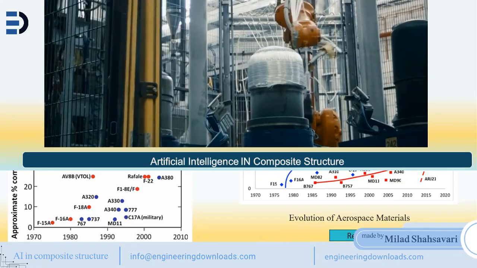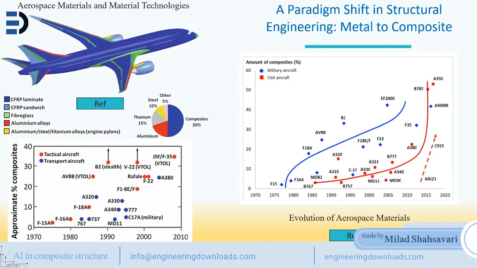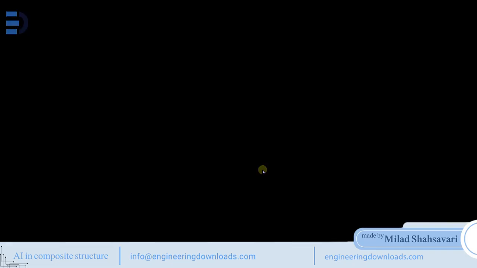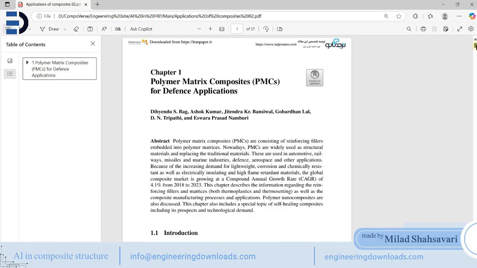To present this topic in a more scientific and referenced manner, I've included two charts here. In the chart on the left, we've shown the use of composite structures in the body of a commercial aircraft, where approximately 50% of the body is made from composites. The growth in the use of composites over the years up to 2010 is illustrated in this chart, and the reference for it is the article shown here.